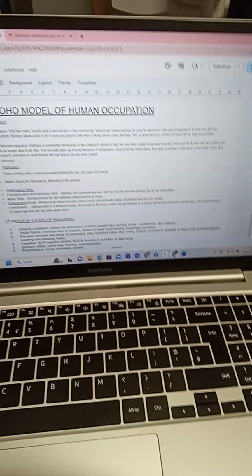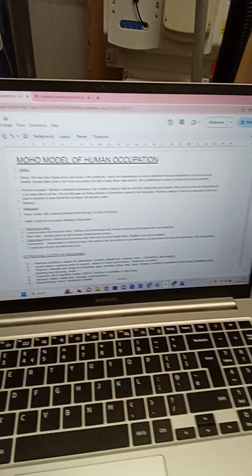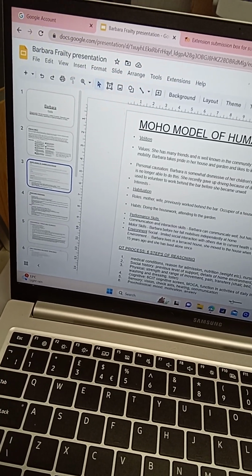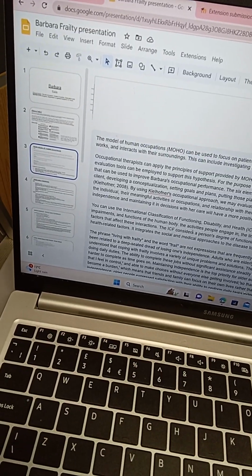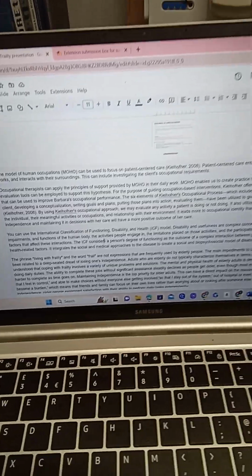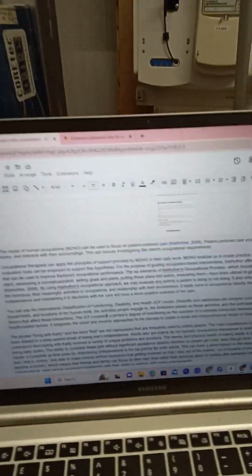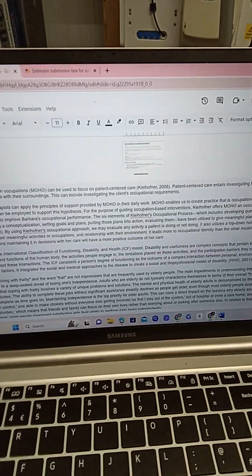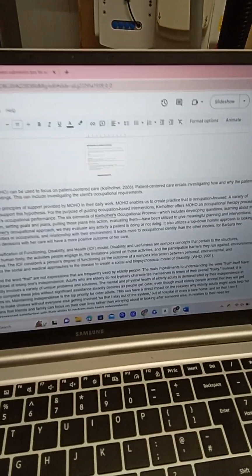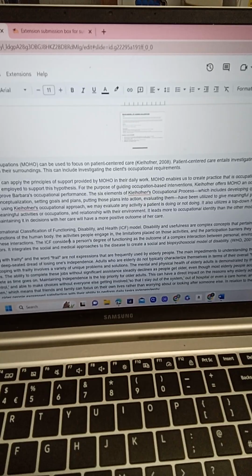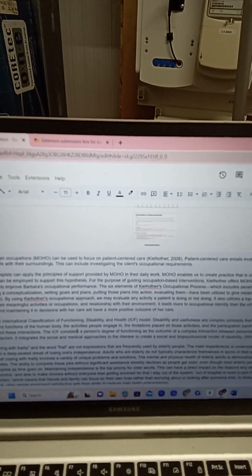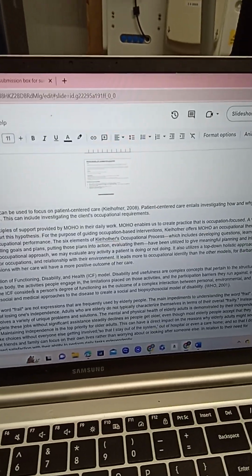So for the model, I am using the MOHO, the Model of Human Occupation. By using the MOHO, occupational therapists can apply the principles of support to their daily work. It also enables us to create a practice that is occupation focused. A variety of evaluation tools can be employed to support this. And for the purpose of guiding occupation-based interventions, MOHO offers an occupational therapy procedure that can be used to improve Barbara's occupational performance.